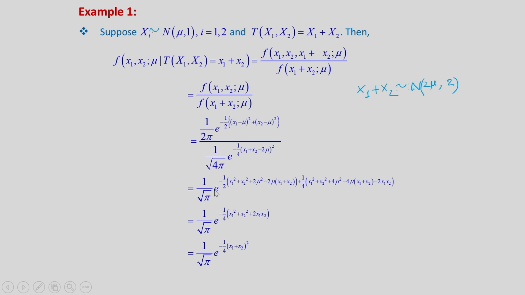So, 1 by root pi will be only there, and bringing this to the numerator we will get like this. And ultimately, if we simplify this expression, we will get the same equal to 1 by root pi into e to the power minus 1/4 into x1 square plus x2 square plus 2 x1 x2. So, here we see that mu is not involved. So, this conditional PDF does not involve mu. Therefore, this statistic x1 plus x2 is a sufficient statistic.